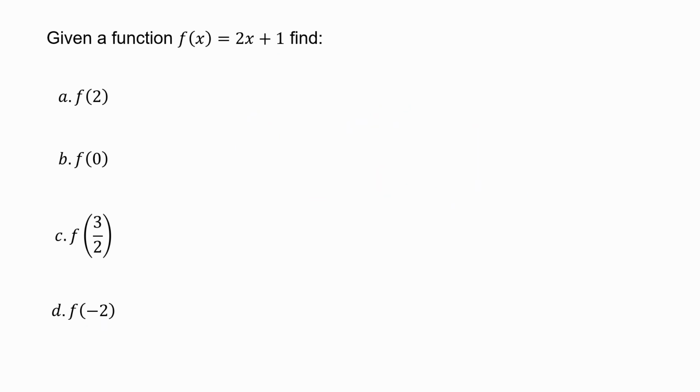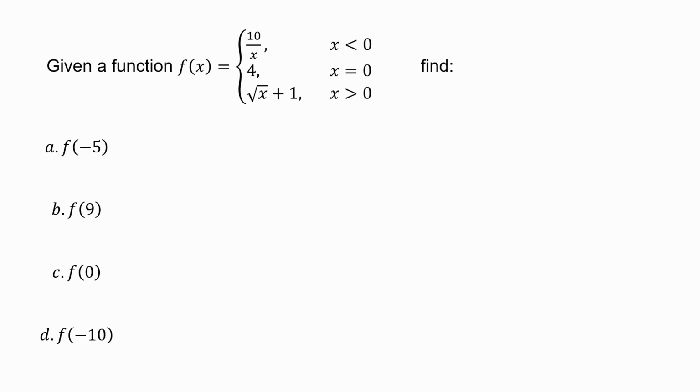Okay, now let's talk about a different type of function. This is what we call a piecewise function. The difference is that we have different functions for different values of x. For example, when x is less than 0, meaning it could be negative 1, negative 5, negative 4, the function that we will be using is 10 over x. Now, when x is equal to 0, the function we will use is 4. And lastly, when x is greater than 0, the function we will follow is square root of x plus 1.